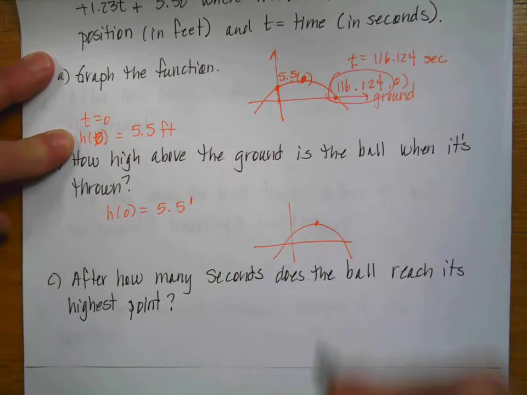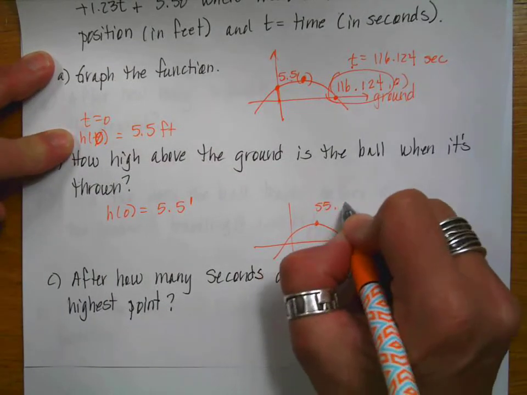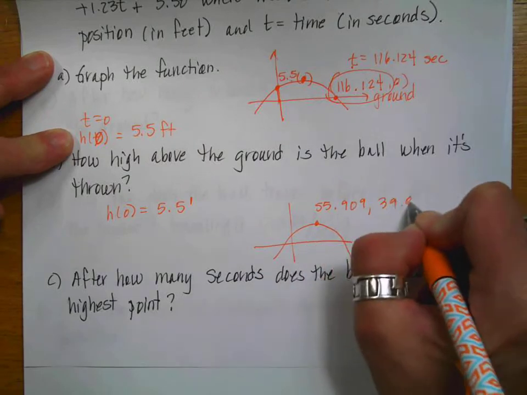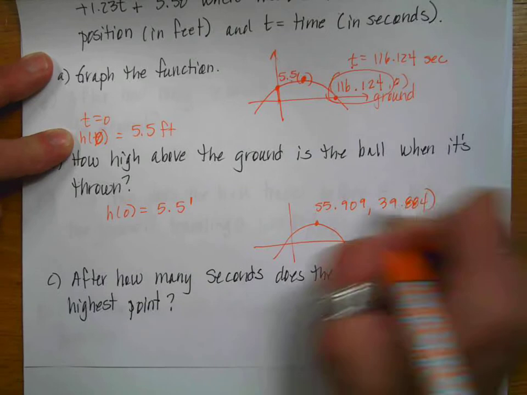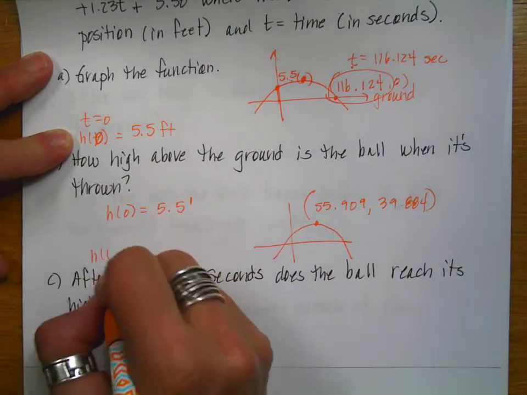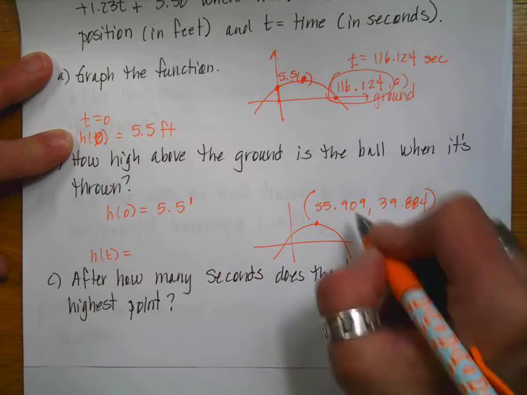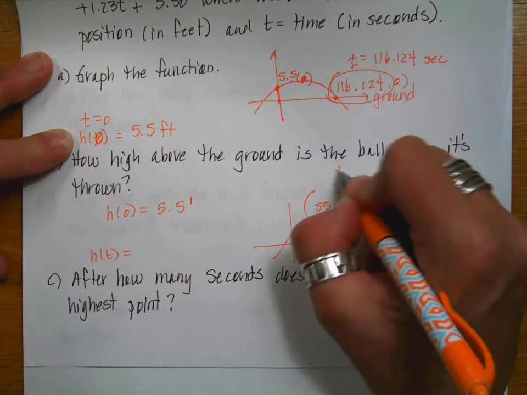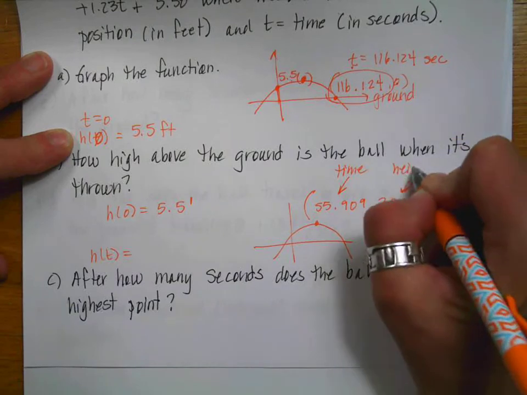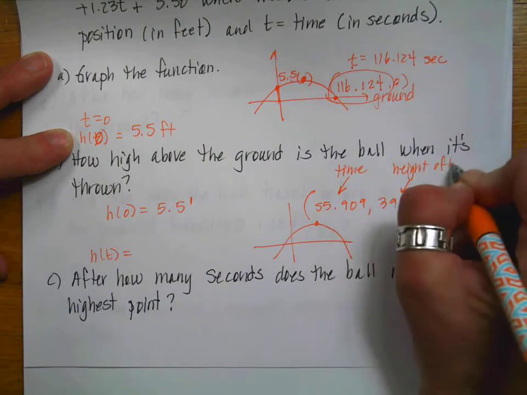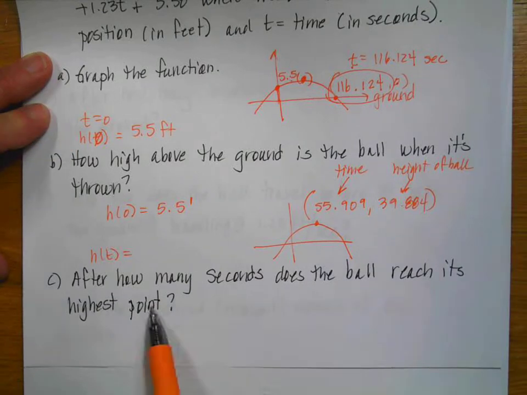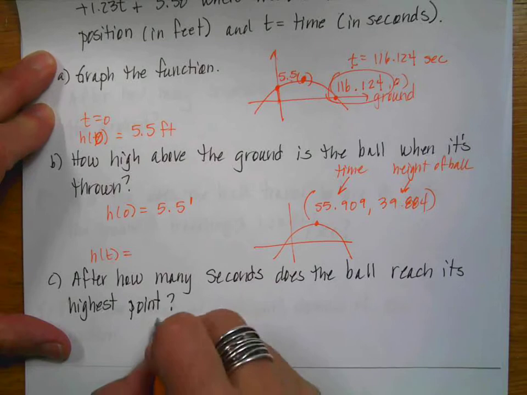So on my parabola, this point is 55.909 and then 39.884. So the way our equation is written, h of t is equal to, so the x value is always going to represent time, and the y value is the height of the ball at that particular point in time. So it says how many seconds does the ball reach its highest point?